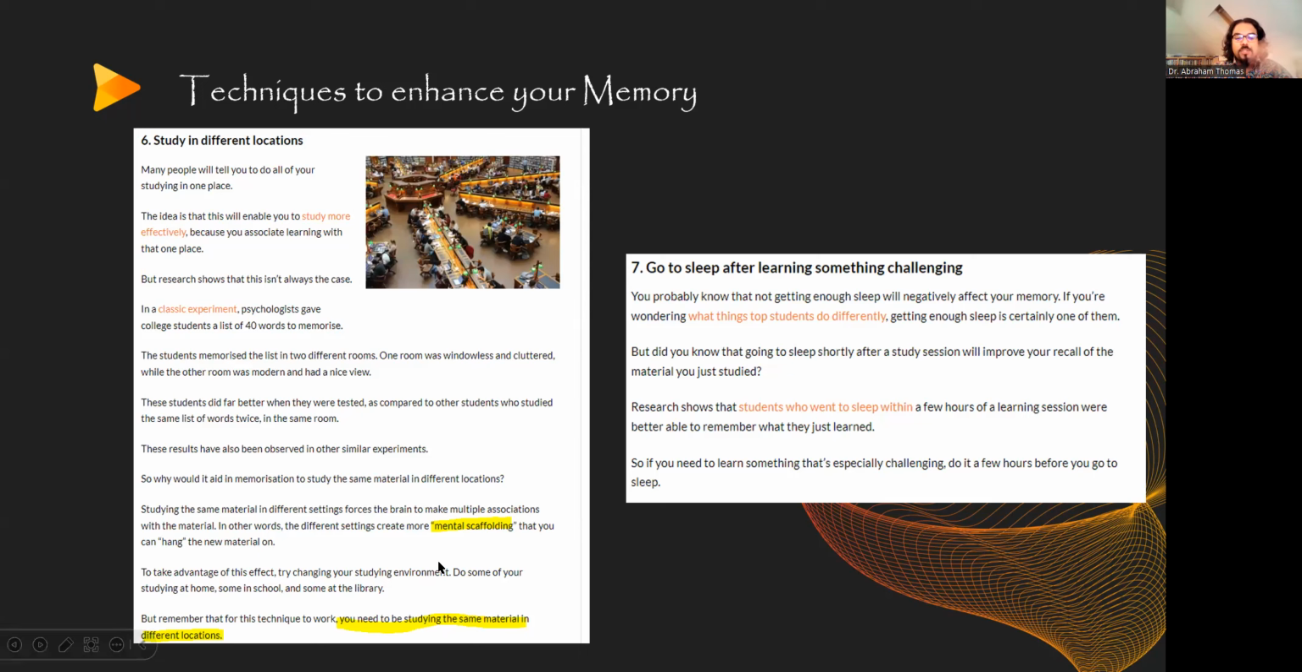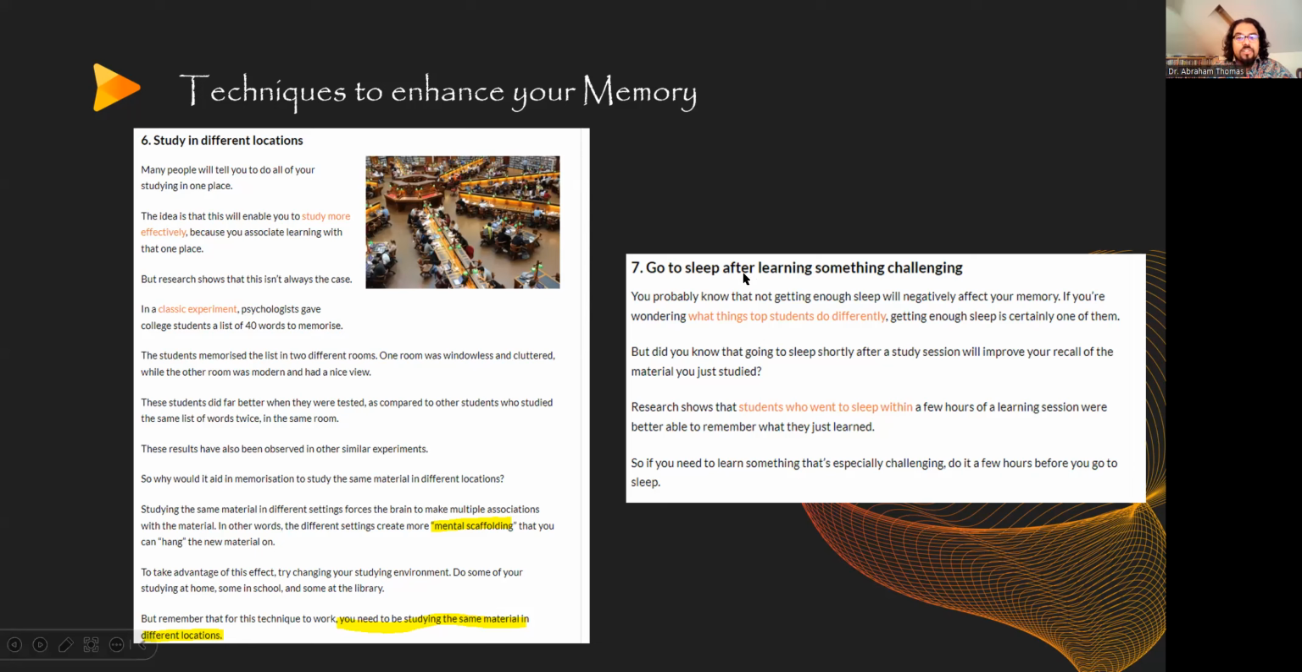Do some of the studying at home, some at school, some at the library, and maybe other memorable places around your town. And maybe you can find a way to relate your environment to the topic that you're studying and help fixate it. However, they have found for this technique to work, you need to be studying the same material in different locations, which is not always easy, but something that potentially could work quite well for you yourselves.